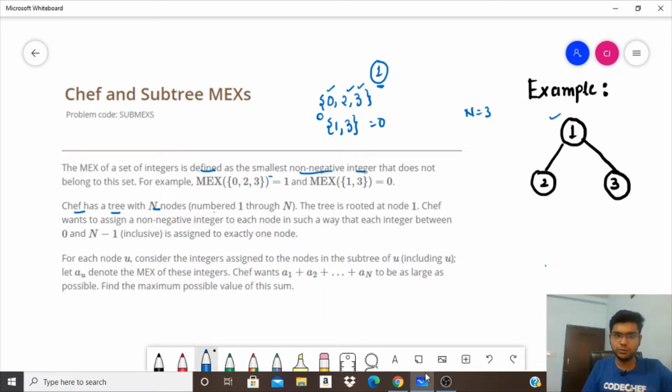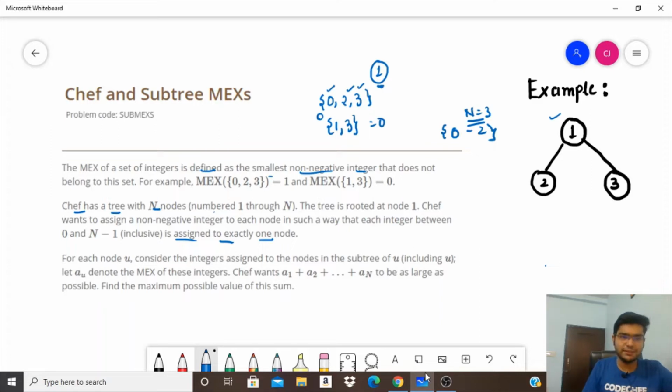So the tree is rooted at 1, and Chef wants to assign a non-negative integer to each node in such a way that each integer from 0 to n minus 1 is assigned to exactly one node, right? So from 0 to n minus 1, which means in this particular example from 0 to 2, right? So the values 0, 1 and 2 we can assign to any of the nodes, right? So we can assign 0, 1, 2 like this, we can assign 0, 1, 2 like this. So in any particular order we can assign a value ranging between 0 to n minus 1 to each node.